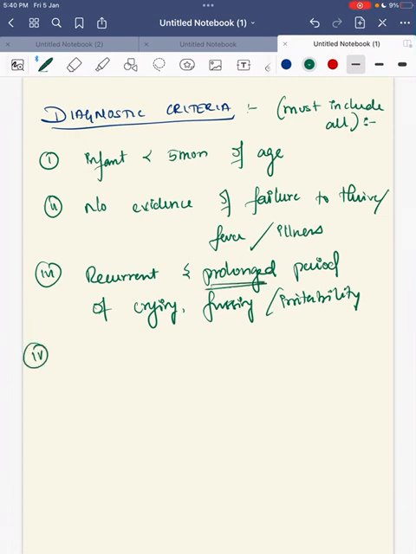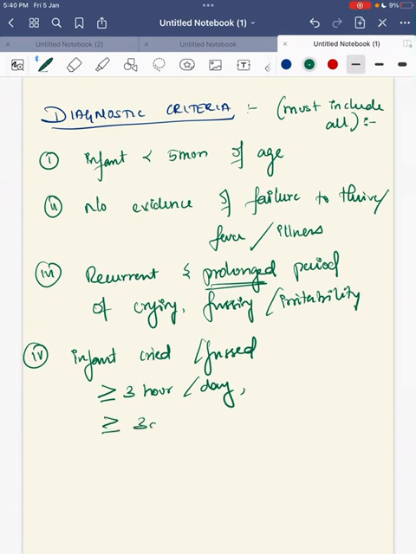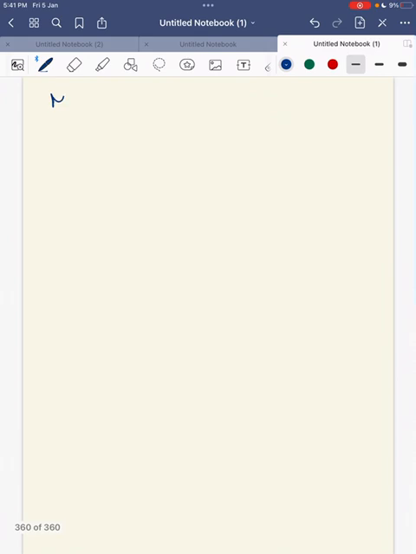The prolonged period can be defined as the infant has cried or fussed for more than or equal to 3 hours per day, for more than or equal to 3 days per week, for 3 weeks. So everything will be 3 here. When you have to remember infant colic as 3, that is 3 hours per day, 3 days per week for 3 weeks.